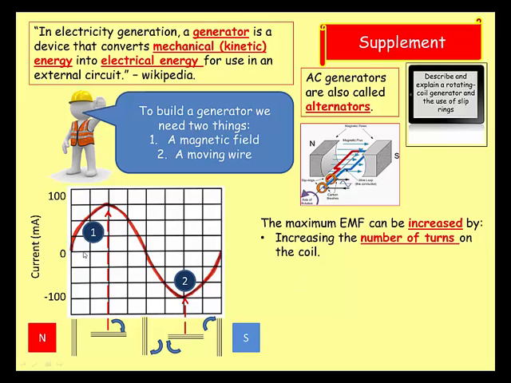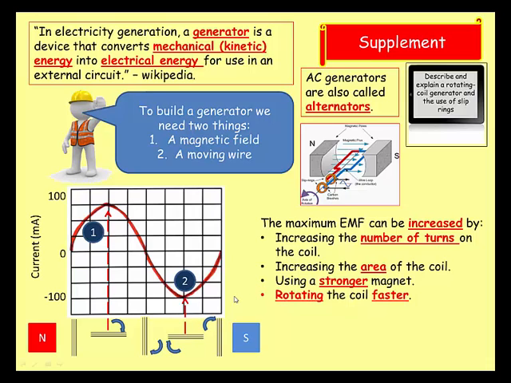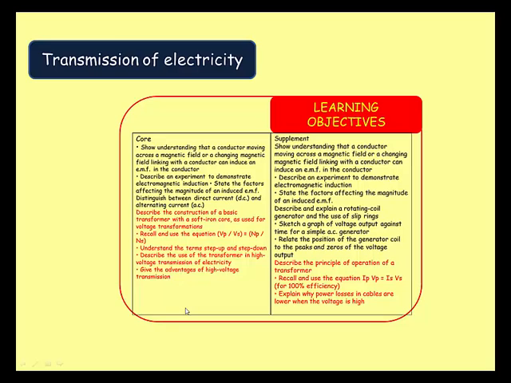Now we can increase the maximum EMF by increasing the number of turns on the coil, increasing the area of the coil, making it a bigger coil, or using a stronger magnet. We can rotate the coil faster, can't we? Yeah, we can, all those things. So hopefully now we follow what's meant by the term EMF, and also how we can use a rotating coil to generate a current.